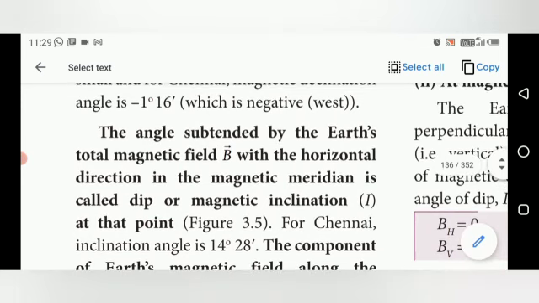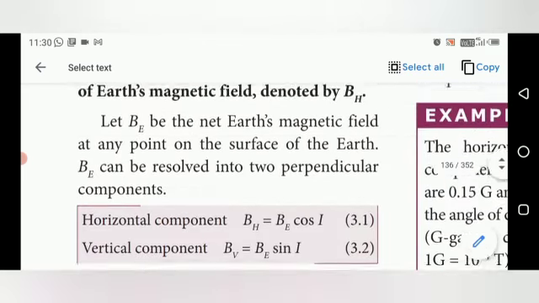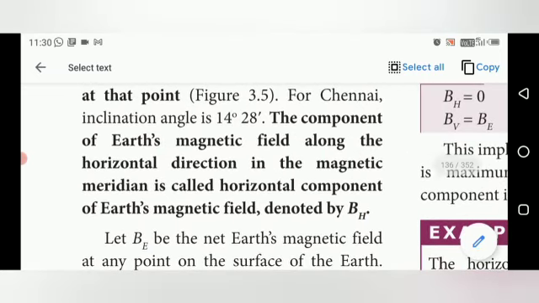Here the angle subtended by the Earth's total magnetic field B with the horizontal direction in the magnetic meridian is called dip or magnetic inclination I at that point. And this component of the Earth's magnetic field, BH, is also represented. That component of the Earth's magnetic field along the horizontal direction in the magnetic meridian is called the horizontal component, which is denoted as BH, suffix H.